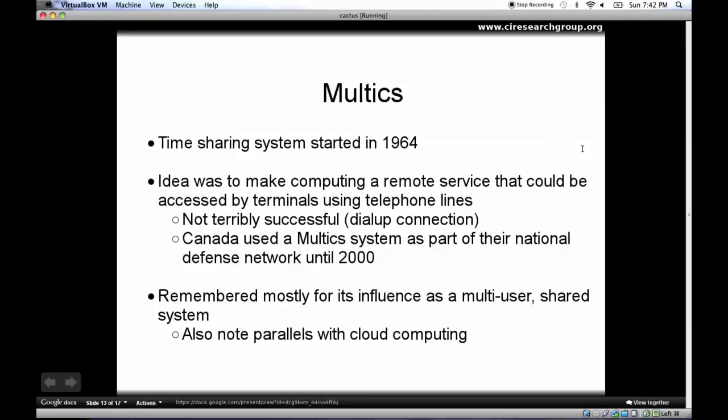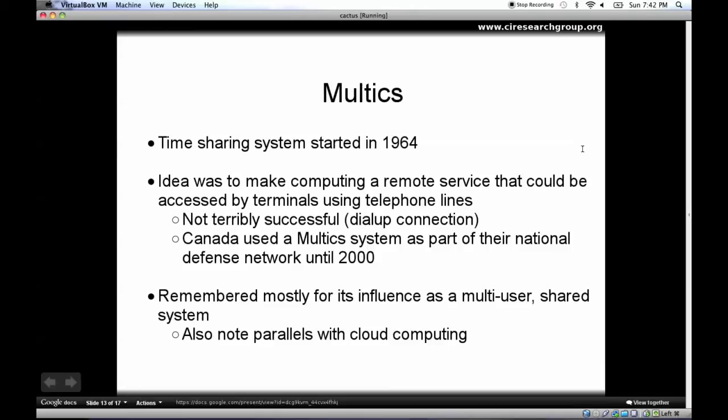Now, the idea behind the Unix systems began with a time-sharing system started in 1964 called Multics. And the idea behind Multics was to make computing into a remote service that could be accessed by terminals using telephone lines. It wasn't terribly successful because dial-up connections of the time at about 9600 baud were rather slow. However, Canada actually did have a Multics system deployed and used it as part of their national defense network until the year 2000. Multics is remembered, however, primarily for its influence as a multi-user shared system.